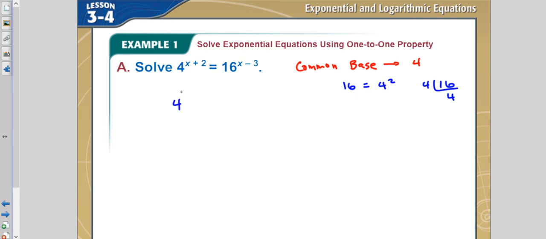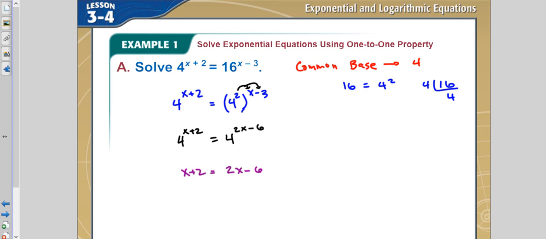So now I know that 4 to the power of x plus 2 is going to equal, and I'm going to replace the 16 with 4 squared in the parentheses, to the power of x minus 3. Now, something you need to remember from algebra 2 is that a power raised to another power multiplies. So we're going to distribute this through. So this would be 4 to the power of x plus 2 equals 4 to the power of, when I distribute this, 2x minus 6. So now I have this. Once I come to this spot, I know that x plus 2 is going to equal 2x minus 6. And I can solve this like algebra 1.